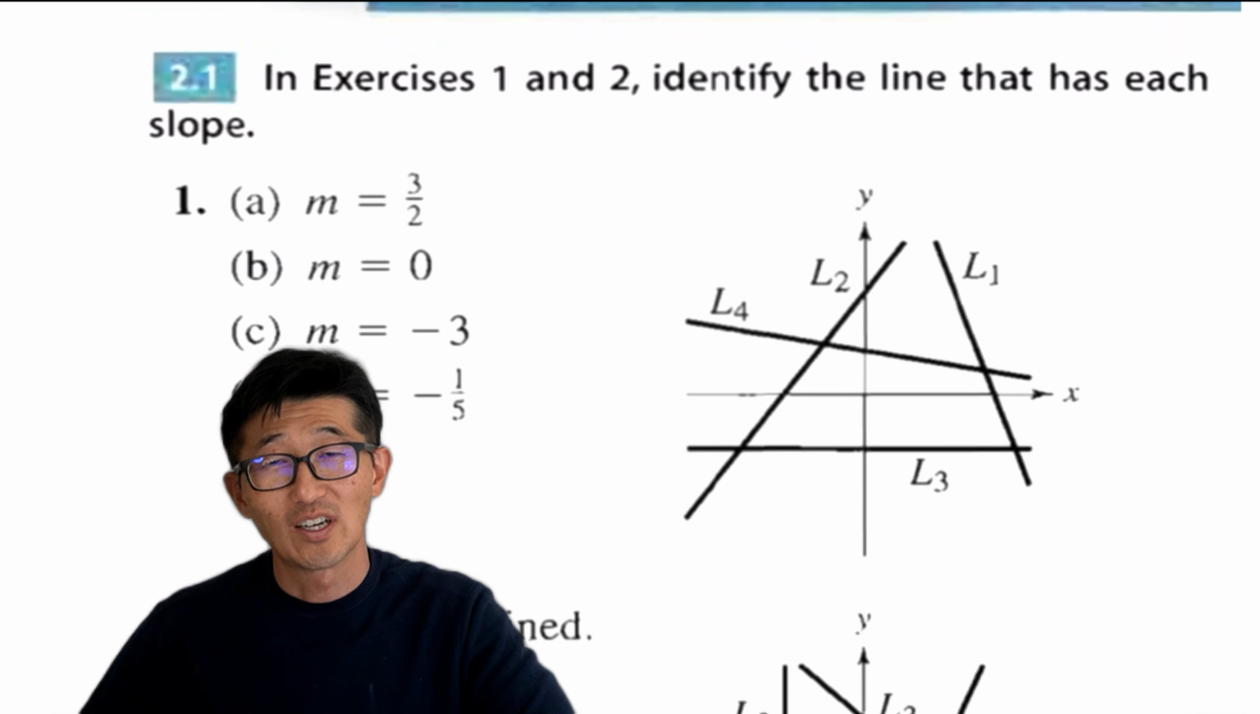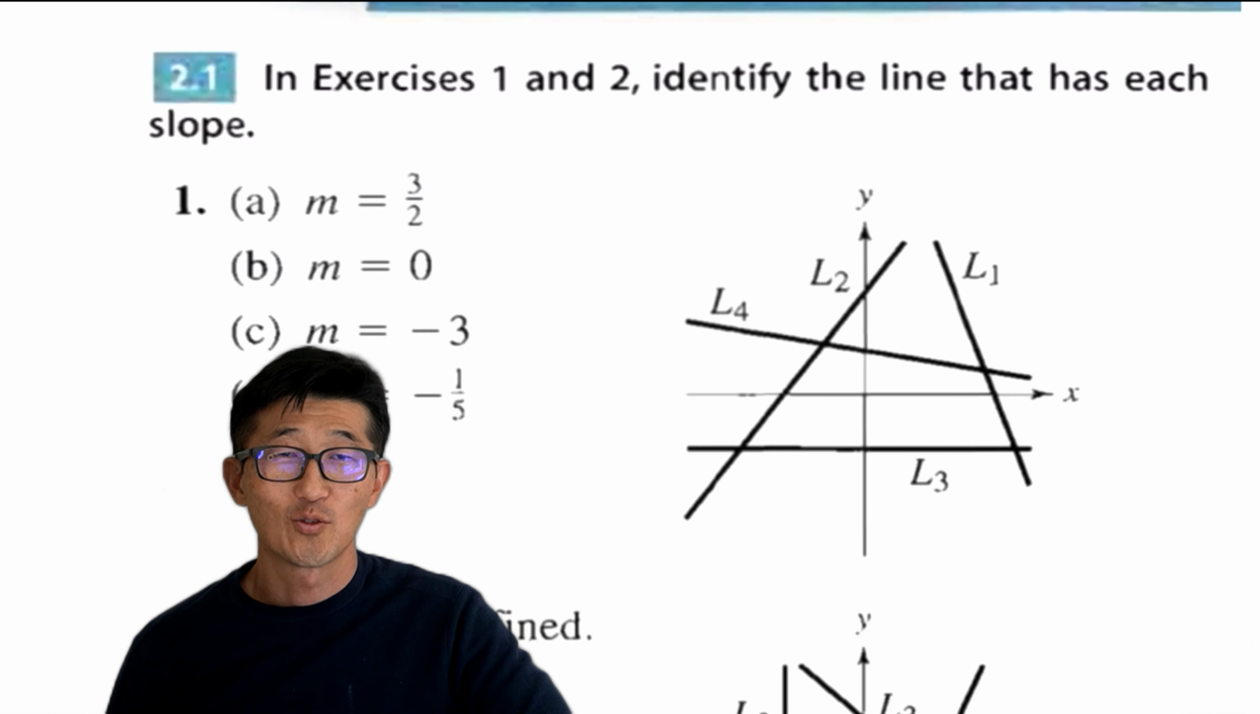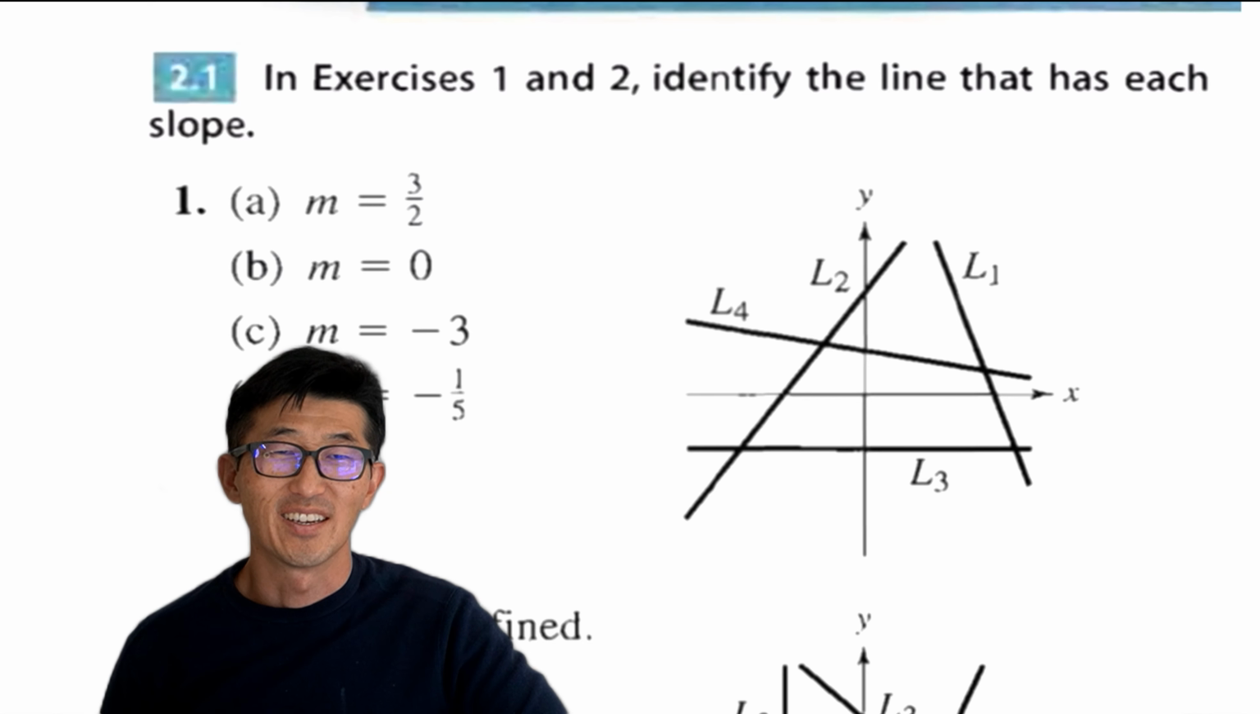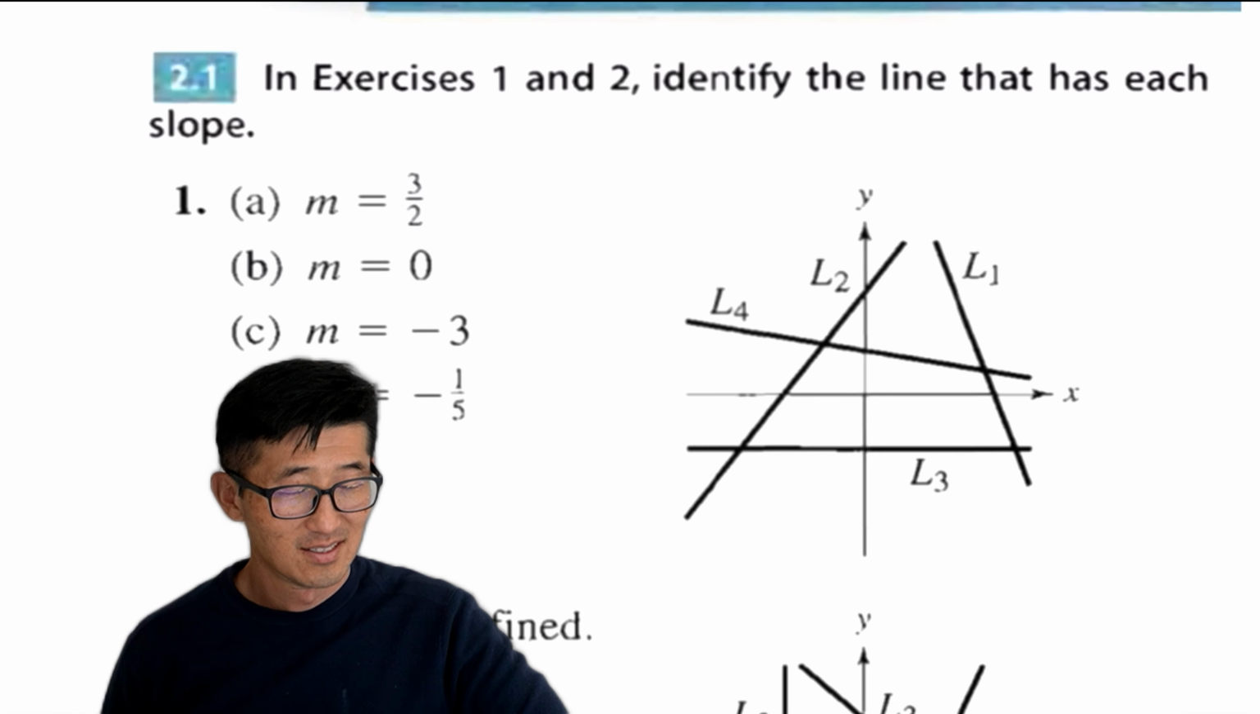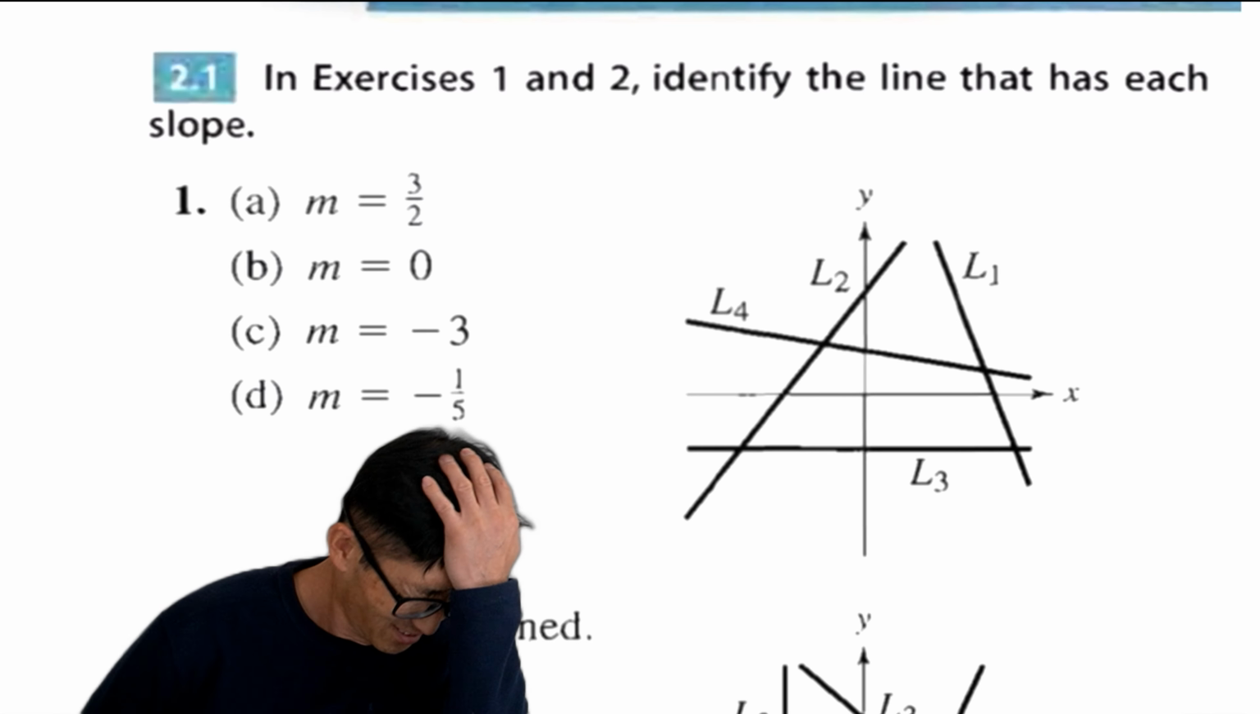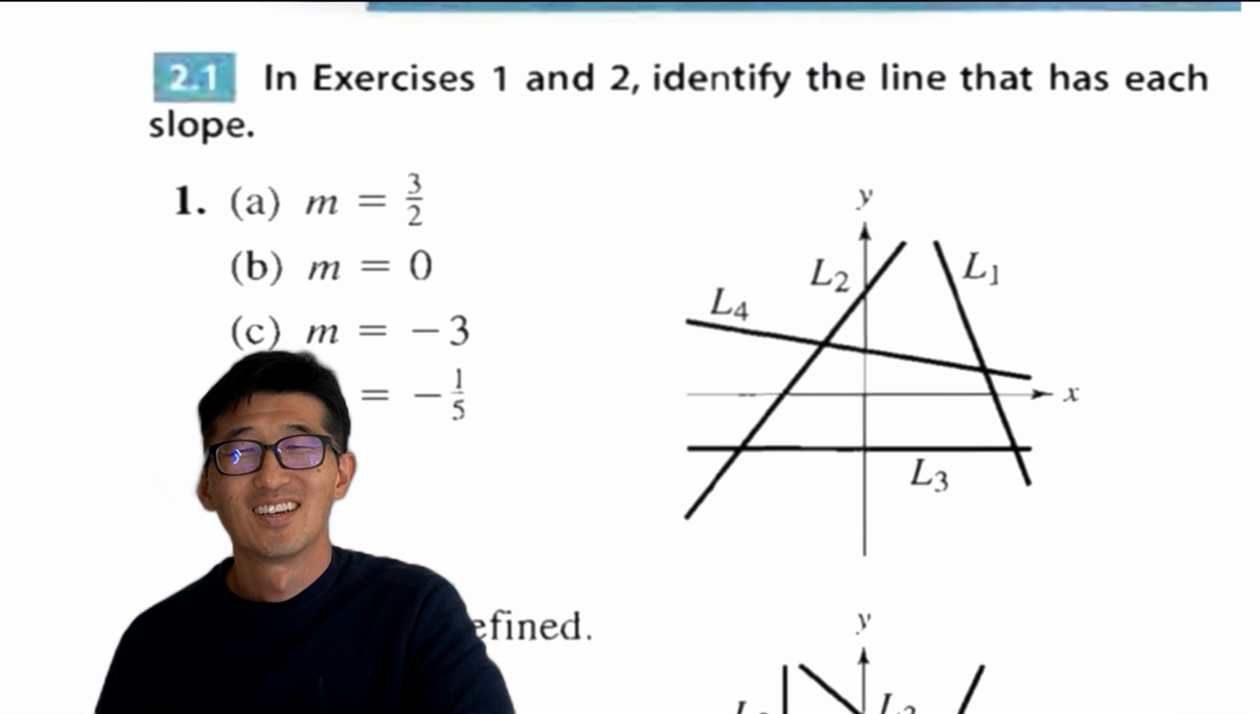Okay, Ian. This is chapter 2 of Algebra 2. This is how easy it is. Which of these letters have a slope of 3/2? Ian. Oh, L1. What?